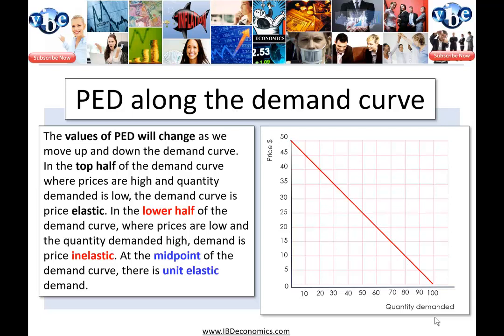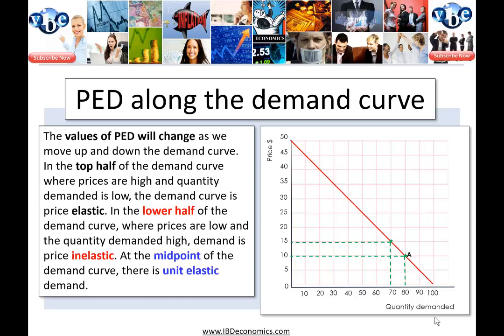In the lower half of the demand curve, where prices are low, the quantity demanded is high. Demand is price inelastic. And at the very midpoint of the demand curve, there is unit elastic demand. The change in price is exactly proportional to the change in quantity demanded there.